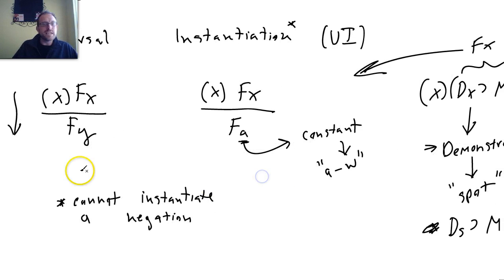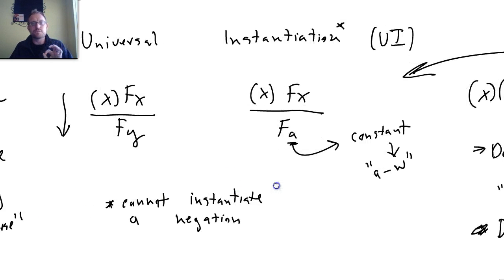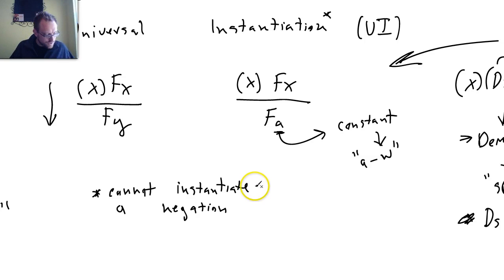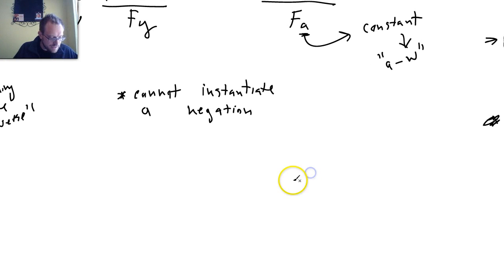Okay, so you can't instantiate a negation. That's an important feature, right? But that's what a universal instantiation looks like. What I want to do here is just go through these fairly quickly with you. Maybe I'll do an example problem for each. So let me do an example problem. I'm just going to read it to you. I'm not going to write it out, but it looks like this.